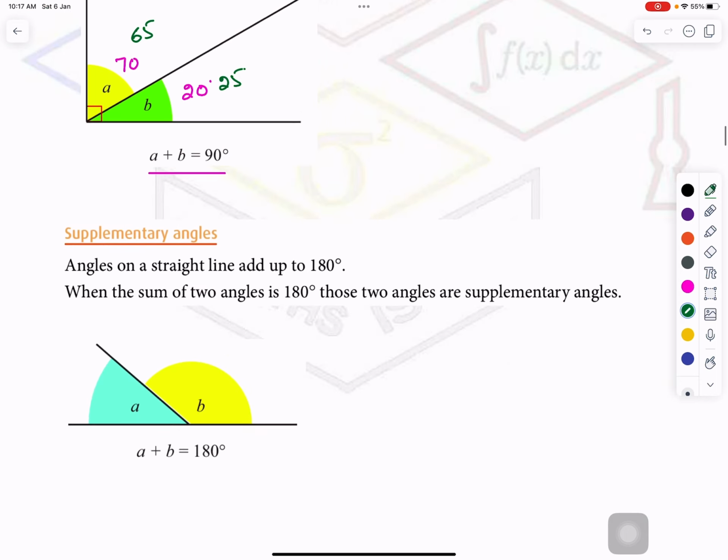Now supplementary angles: when the sum of two angles equals 180 degrees, they are called supplementary angles. So if I say this angle is 120 degrees, then what will angle A be? 60 degrees. Okay, so now you understand what complementary and supplementary angles are.